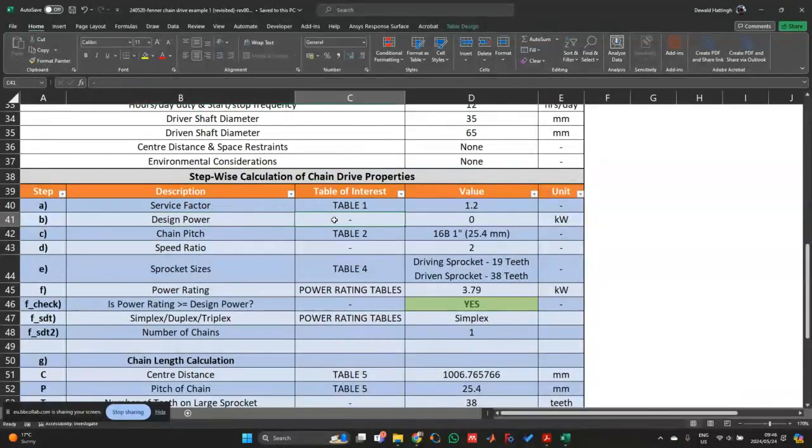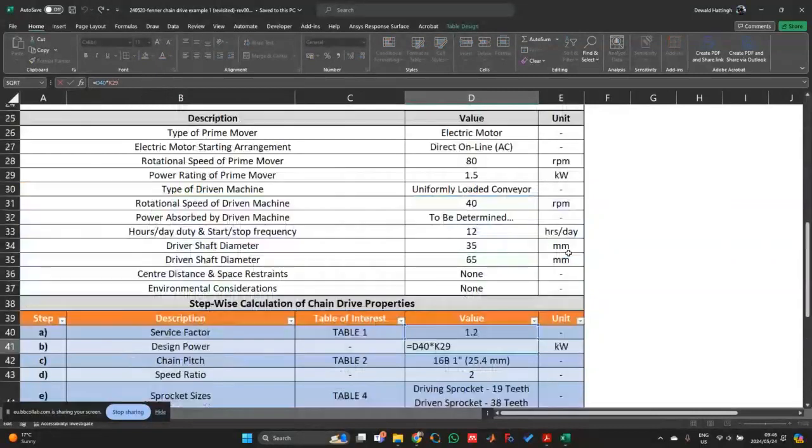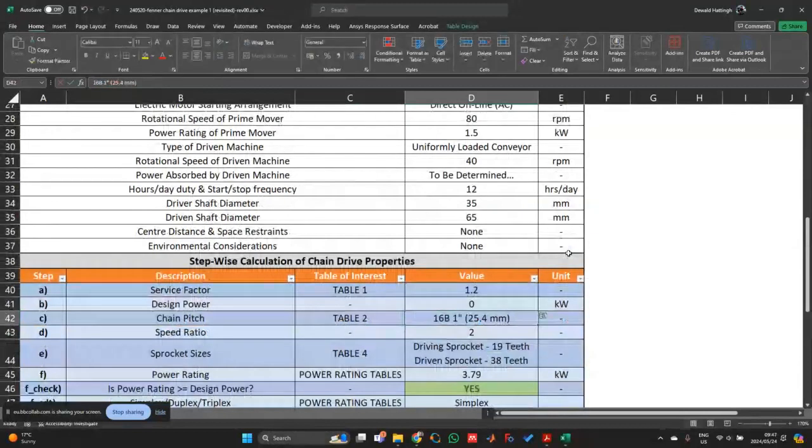I'm not sure why this one... Okay, yeah, I'll just have to go and double check this one. I think this is a mistake, see if we use D40 and K29. I just want to check if we go back up. This should actually be your service factor multiplied by the power rating. Okay, and that should give you 1.8 kilowatts.